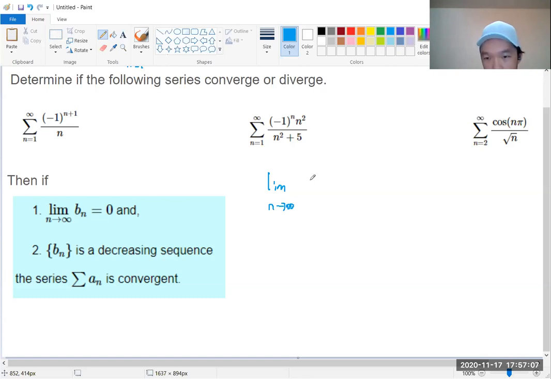N squared over n squared plus 5. Yeah, so make sure you rewrite it if it's not obvious. So this is negative 1 to the n. That's the alternating part, which is not part of b of n. So b of n would be basically the rest, which is the n squared over n squared plus 5. So this is b of n here.